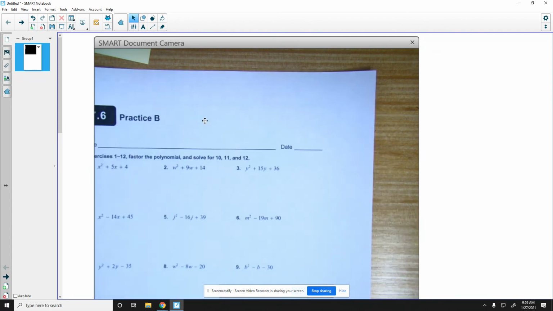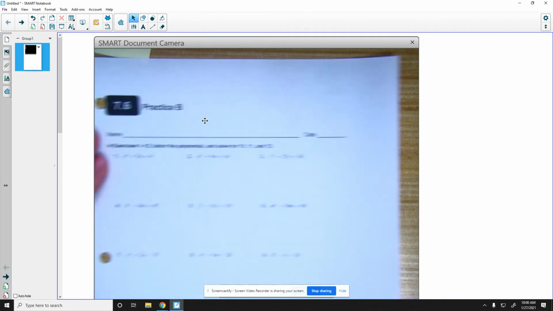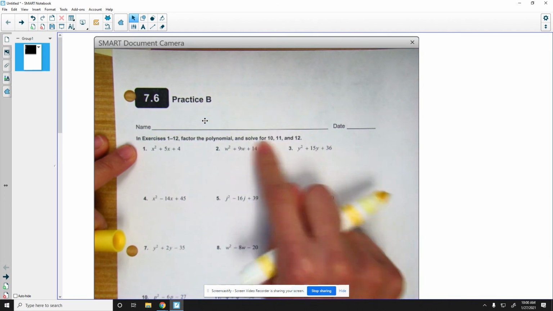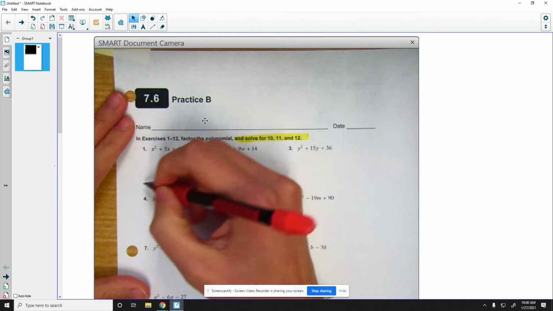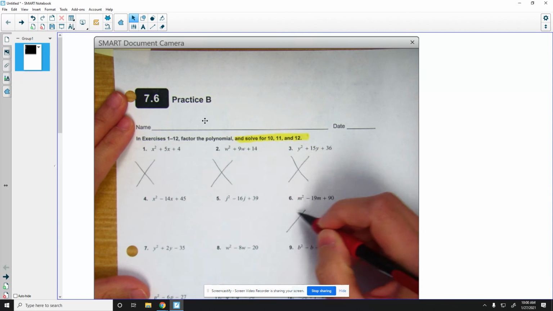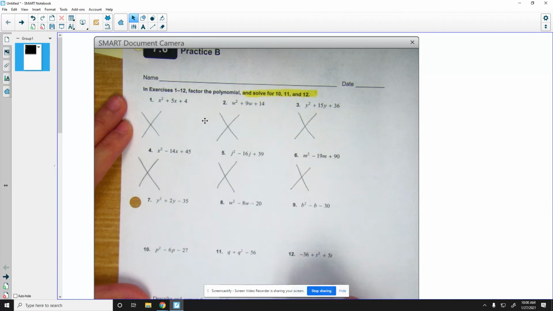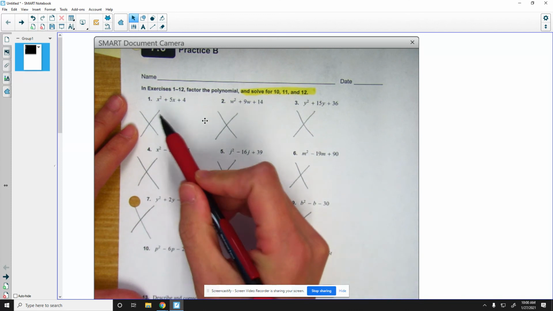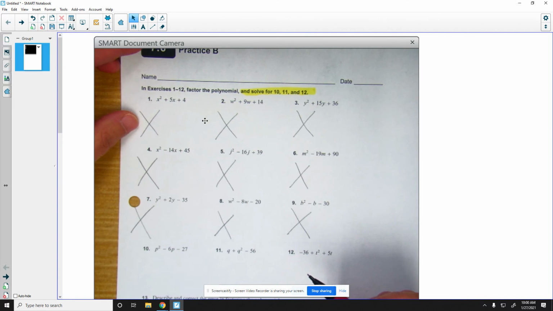Okay, let's go to your level work. For this one, it says for 1 through 12 factor, but you also have to solve for 10, 11, and 12. So for numbers 1 through 12, you're doing big X, big X, big X, big X. This is how you're showing your work, okay? You're not just writing the answer. You're showing your work by filling in this X. This is me just setting up your work for you. Then for 10, 11, and 12, you have to solve it.